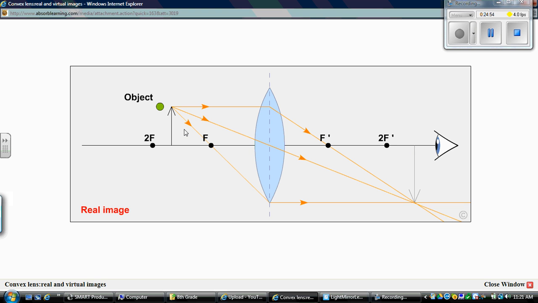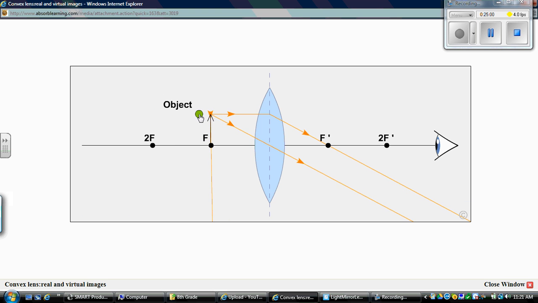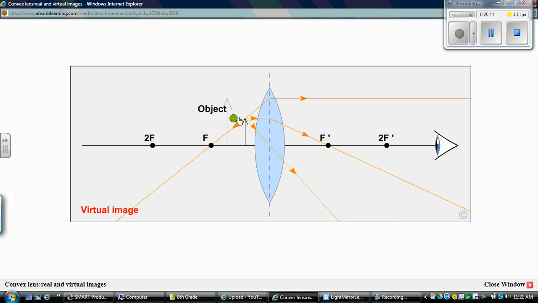So the closer you get to the lens, the larger the image gets, until you get to the focal point, and the reflecting rays will never intersect. That's why you see no image. Then if we go in front of the focal point, see if I can get an image, there we go. Draw an incoming ray parallel. It's going to reflect out through the focal point. You extend that over to this side.